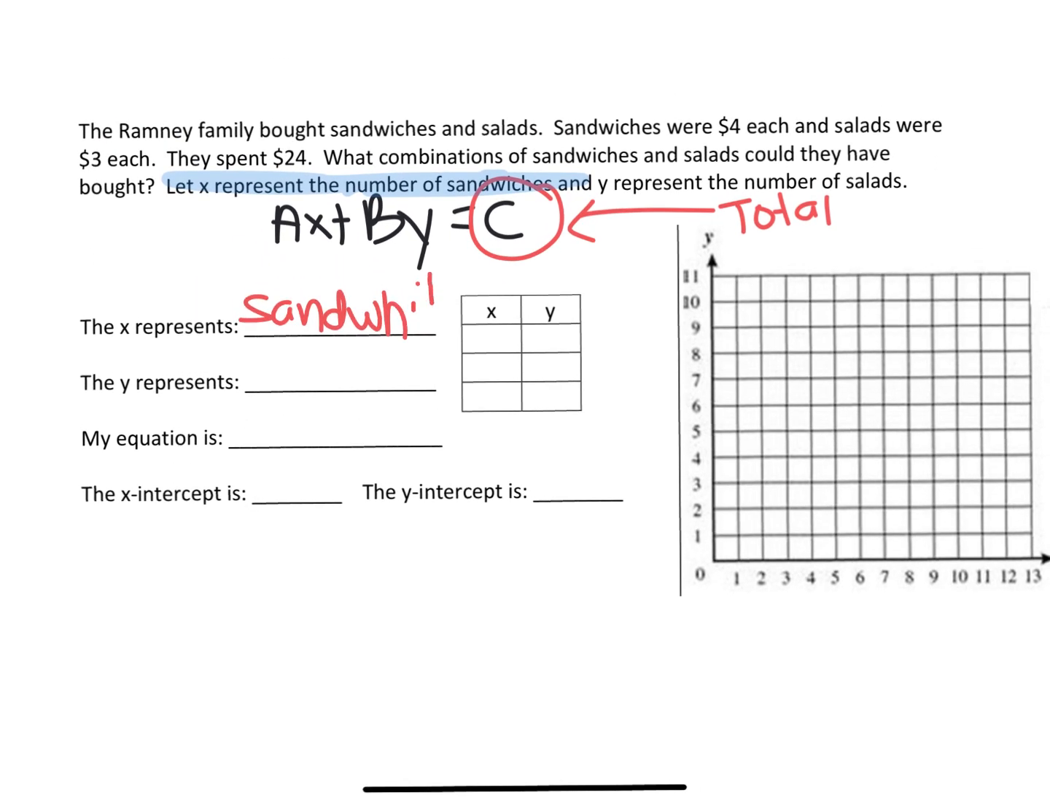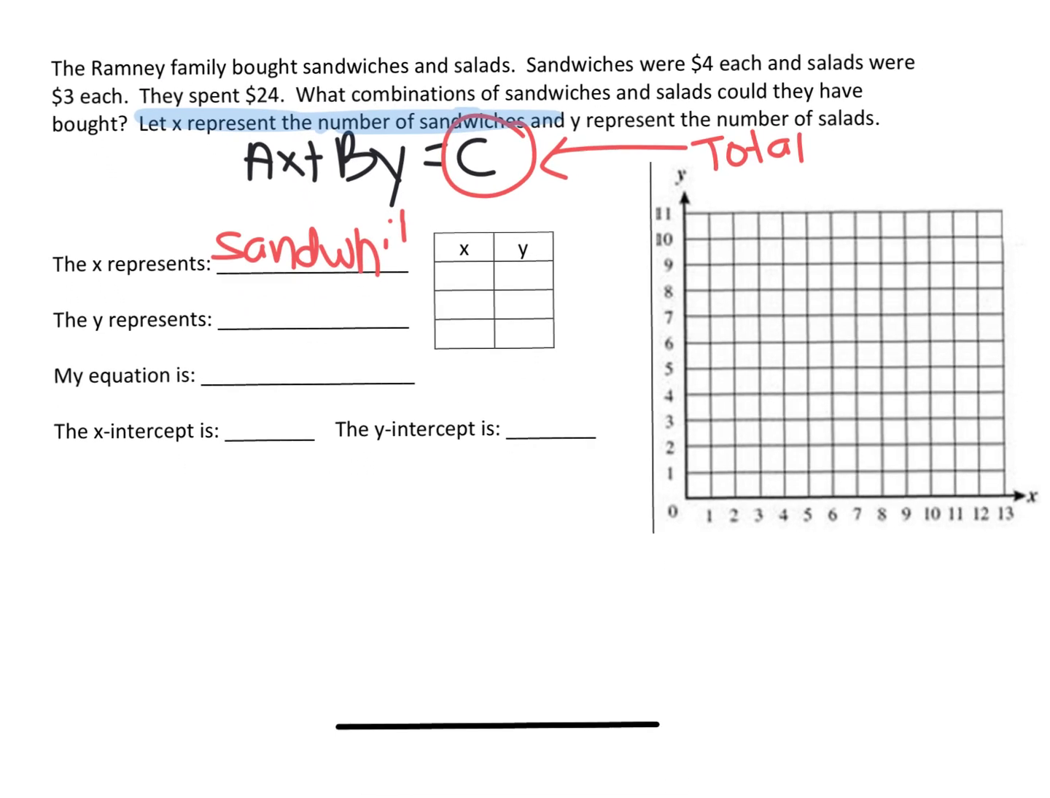Oops, sorry, you can finish the word. Mine didn't fit there. We're having a little trouble with the writing. All right, and then it says Y represents salads.